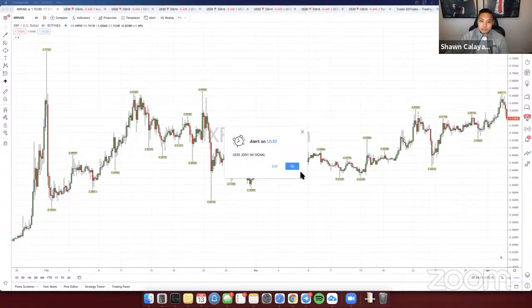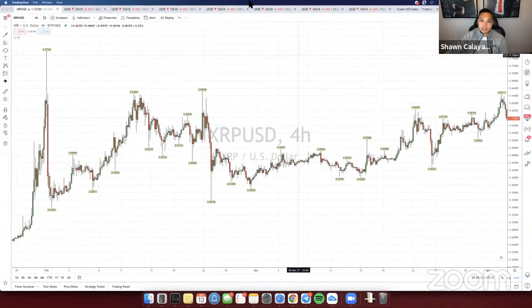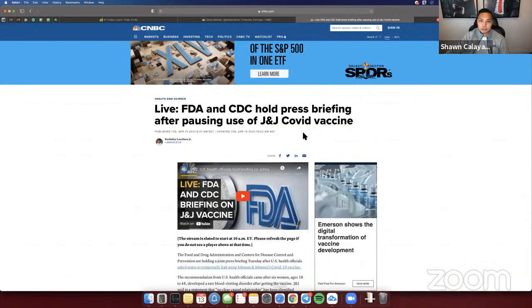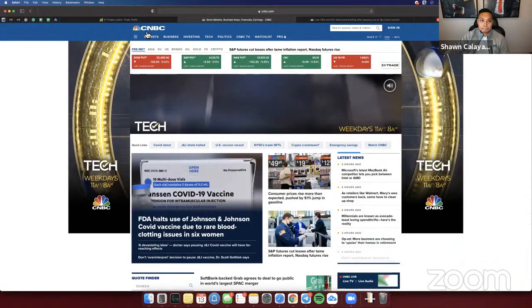And US 30 right now is just moving weird. Usually it would just go straight to TP, but right here it's bouncing around, consolidating, going from side to side. It's because of the stuff that's going on in the news right now with J&J. I'm not sure if J&J is still talking right now, and that's why I'm not really bothering to look at it, because I'm just going to let it do what it's supposed to do.